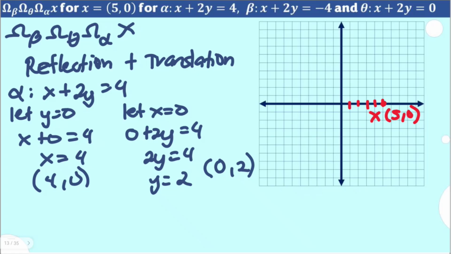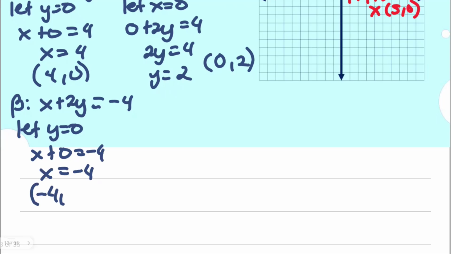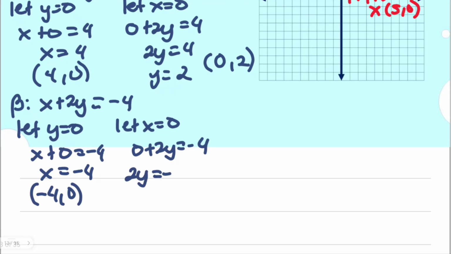Let's proceed to the next line, which is beta. Beta is x plus 2y equals negative 4. For our x-intercept, let y be equal to 0. x plus 0 is negative 4, so x is negative 4. Our x-intercept is at (-4, 0). Then we let x be equal to 0 to get the y-intercept. So we have 0 plus 2y equals negative 4, so 2y is negative 4, and y is negative 2. So our y-intercept is at (0, -2).